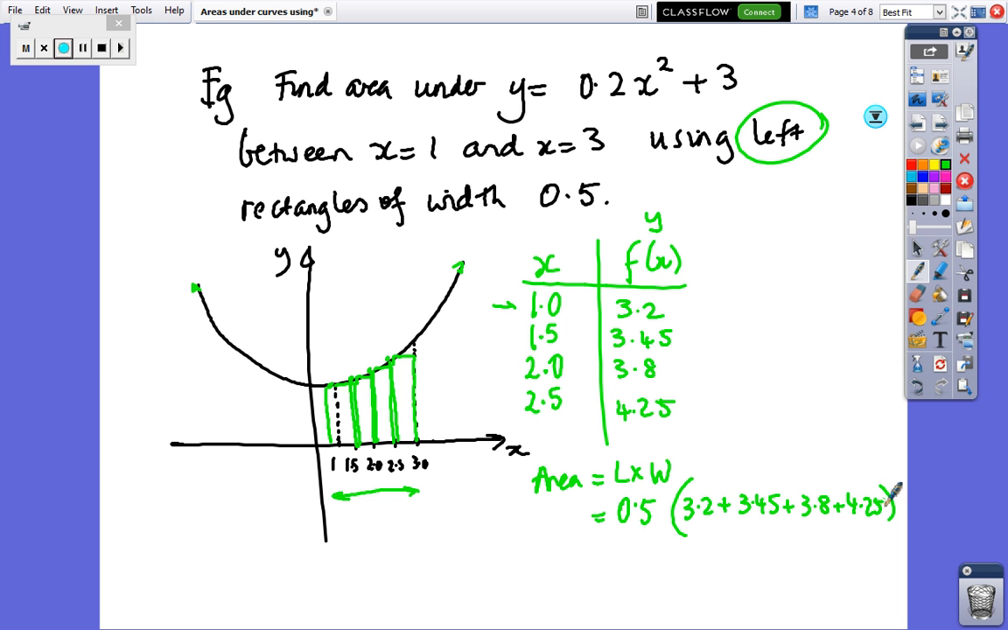So that's my 4 rectangles, and when I calculate that, I get 7.35 units squared. So that would be the area under the curve using left rectangles. So finish, copy that down, and when you're ready, come to the next slide.